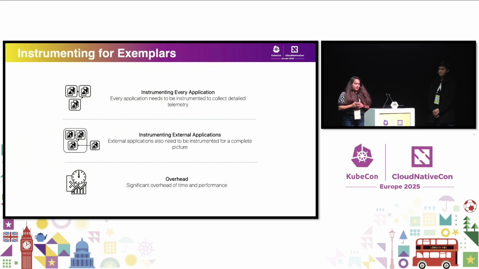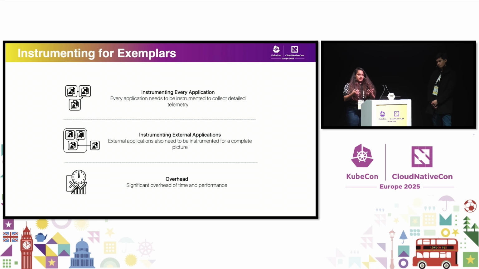Okay, so now let's say that I'm convinced that I need to instrument my application for exemplars. What do I do next? I need to go and essentially instrument every single application that I have to collect the detailed telemetry that I need for exemplars. So I need metrics, I need traces, and then maybe I want to add logs. I will need to instrument all of this. And it just doesn't end at my application. If I'm interacting with external applications, I will have to instrument those applications as well to collect these exemplars to get the complete picture. And obviously, you can see that it's a lot of overhead, not just time, but also it could be a performance overhead.